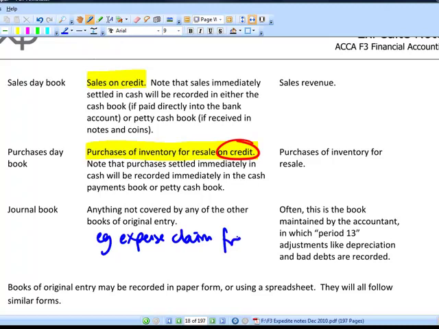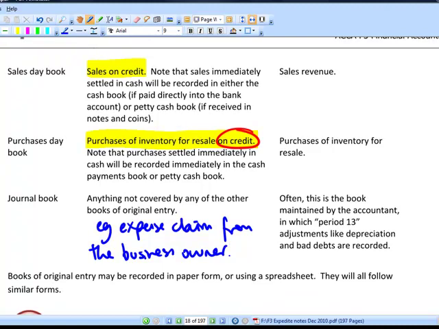So if the business owner uses some of his or her own cash to settle a business transaction, well, it's not going to go through the cash book or petty cash book because it didn't actually get paid that way around in the first instance. It's actually an expense that was due to be paid to the business owner. If we show a payment to the business owner, normally it would be withdrawals, but if we record it in the journal book, we can show that it's just a refund of a legitimate business expense.